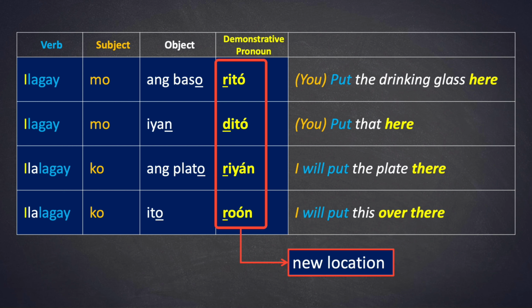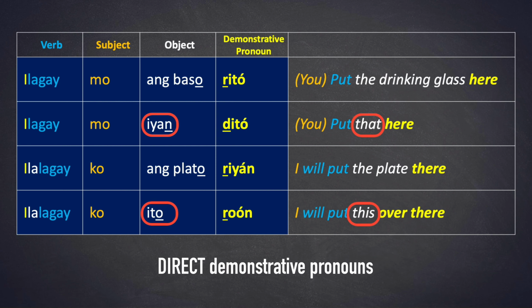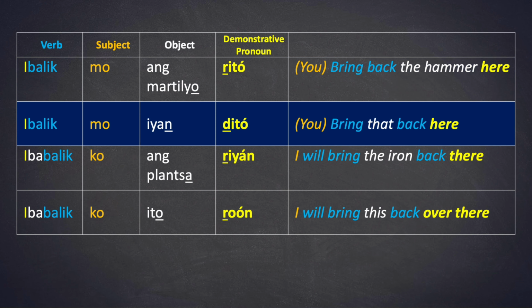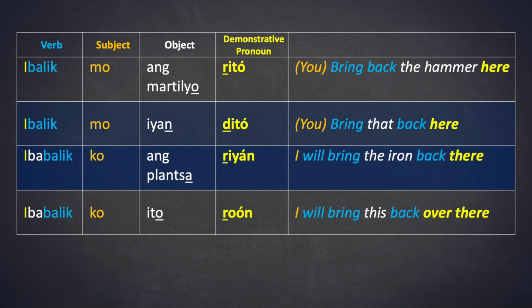Also notice that we have used the direct demonstrative pronouns iyan and ito to substitute for the names of the object. Cool? Moving on. Ibalik mo ang martilyo rito. Bring back the hammer here. Ibalik mo iyan dito. Bring that back here.